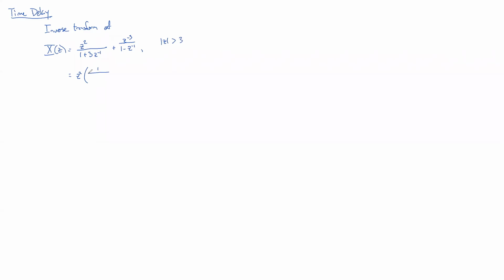Isolate that z squared, because this, in the parentheses, is something that comes right off the tables. Similarly, this is something that comes off the tables. In the tables, there is a transform that says a raised to the n, u of n, has the z transform of 1 over 1 minus a z to the negative 1. So that means we can identify a here as equaling negative 3.